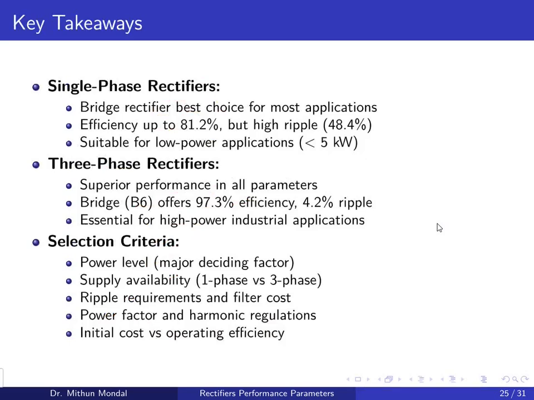So the key takeaways from our discussion: for the single phase rectifier, the bridge rectifier is the best choice. Efficiency is up to 81.2%, but we have high ripple of 48.4%. It is suitable for low power applications less than 5 kilowatt. Three phase rectifiers have superior performance in all parameters. Bridge offers 97.3% efficiency with the least ripple of 4.2%, and it is essential for high power industrial applications.